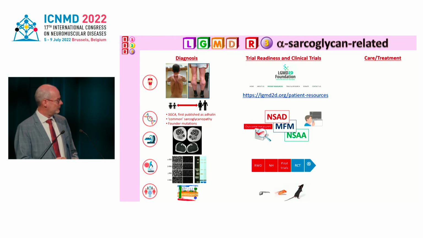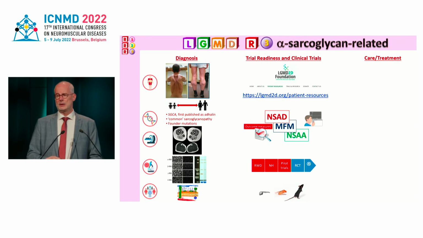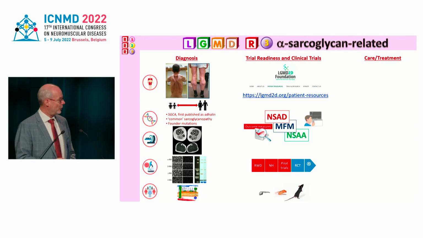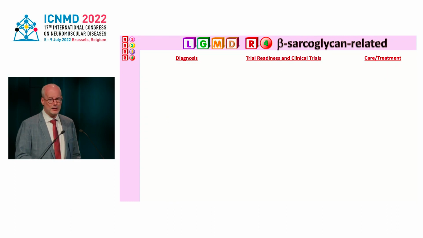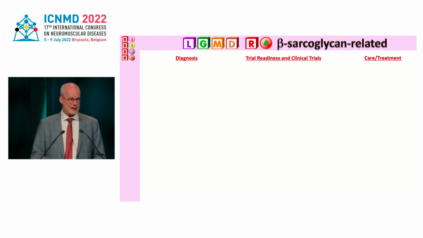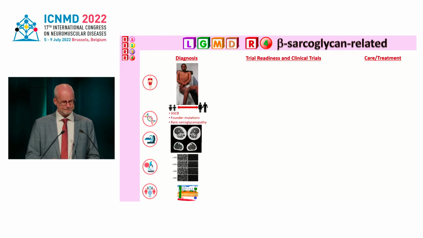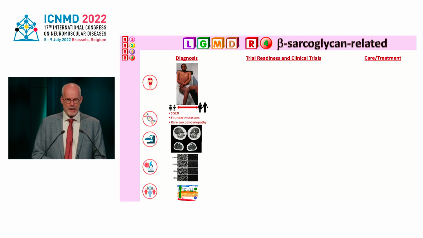I would think that as outcome measures, we can also use the NSAD, probably also the North Star Ambulatory Assessment. And there have been pilot trials in gene therapy as well in Columbus. We are still waiting for randomized controlled trials, but it's an exciting development to see that there are now first interventional trials in the sarcoglycanopathies. Now, in terms of care and treatment, we also need to pay attention to the heart, even though in alpha-sarcoglycan it's very rare.